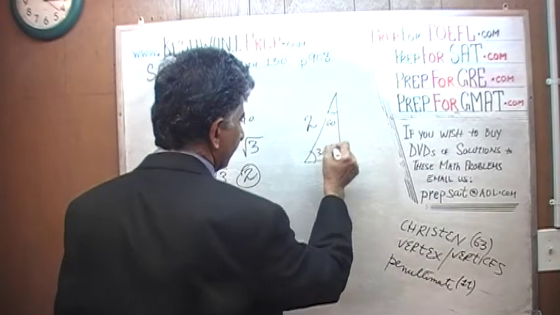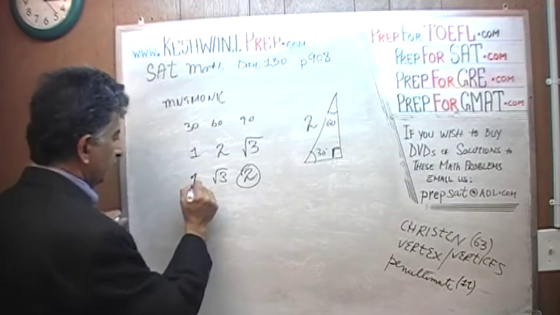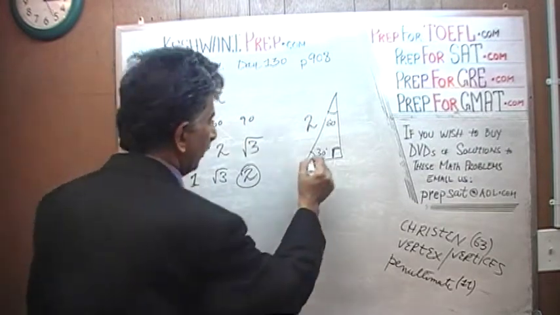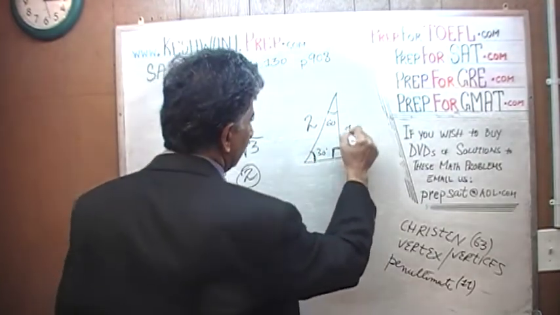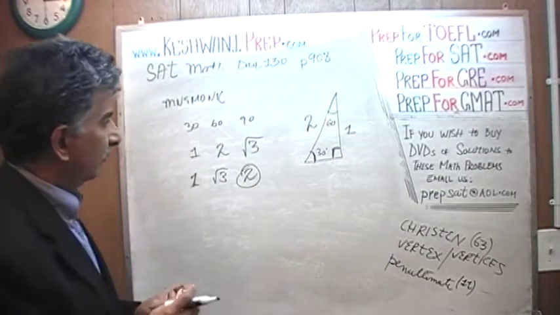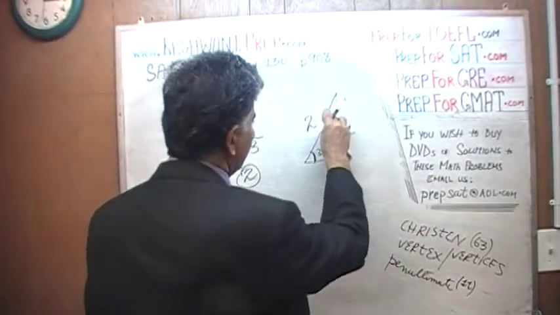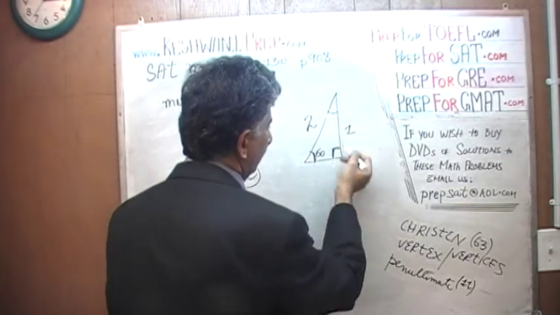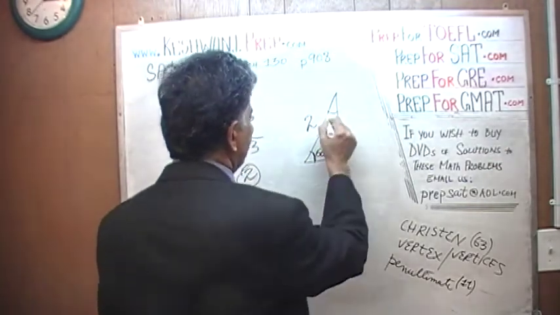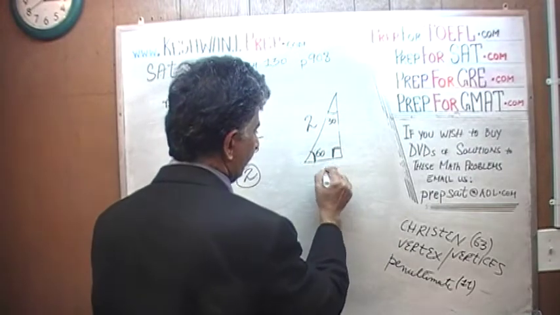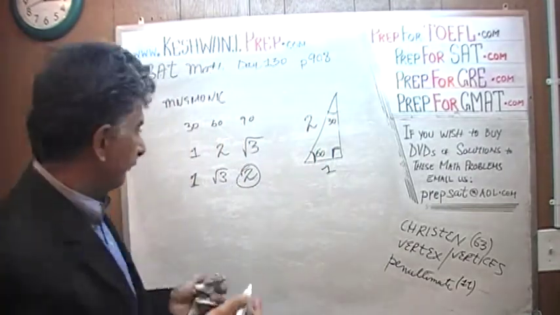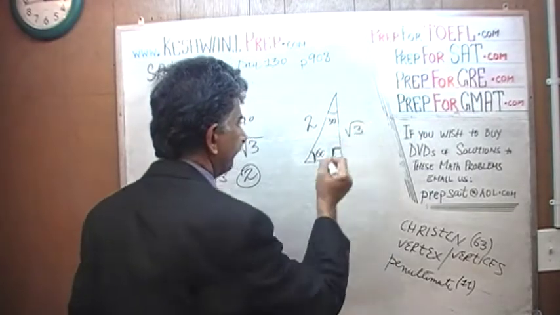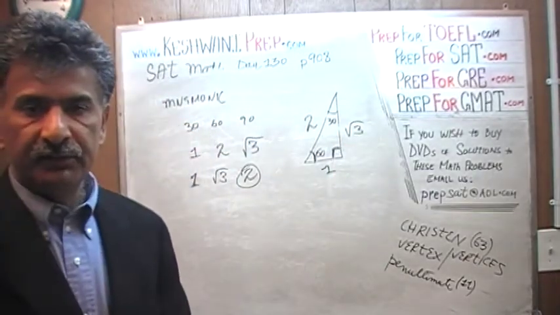So 2 will face the largest angle. 1, being the smallest number, will face the smallest angle. Here the smallest angle is 30, so this is 1. Actually, mine is not drawn to scale. Let me change this. I didn't mean to put 60 over there. 60 should belong here, because this is the longer side. And this will be the 30, it faces the smallest side, which is 1. And then we are left with root 3, which goes here. There you go, 30, 60, 90 triangle.